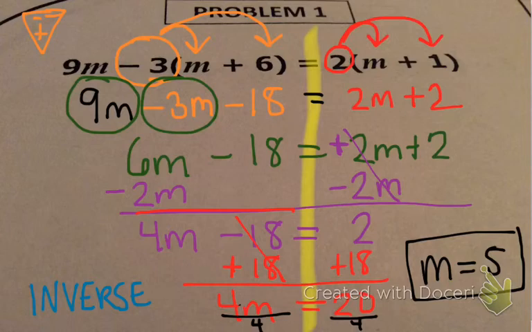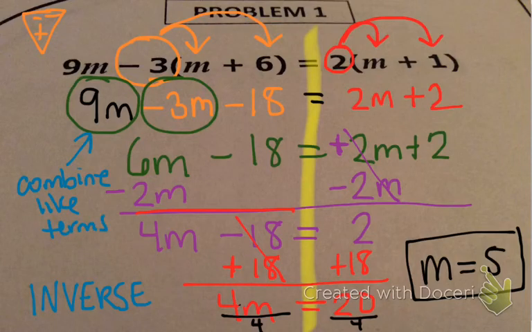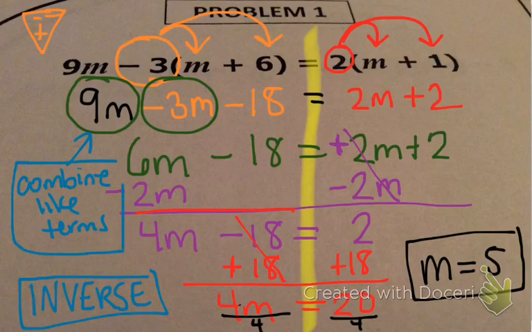Another keyword is combine like terms. I guess that's technically 3 words. That means if you're on the same side of the equal sign, if they're both variables, just add or subtract them. If they're both constants, just add or subtract them. You only do the inverse when you're going to the opposite side of the equal sign. Otherwise, combining like terms means they're on the same side and you do exactly what it says.